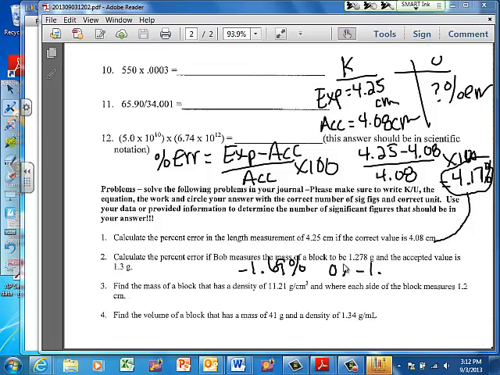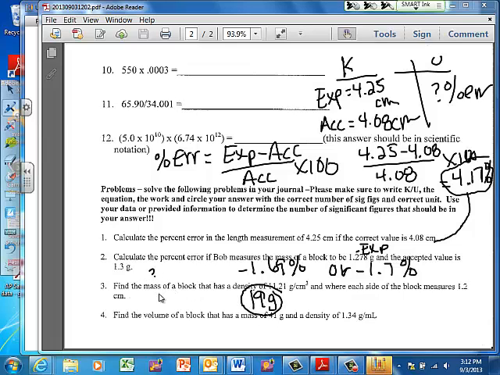Now number 2, you do the same process. You should have got negative 1.69% or negative 1.7, depending on where you limited your sig figs. I tell you on the test to just give me 2 decimal places, so that should not be a problem. It's negative because the experimental value was lower than the accepted. Okay, only reason it's negative.